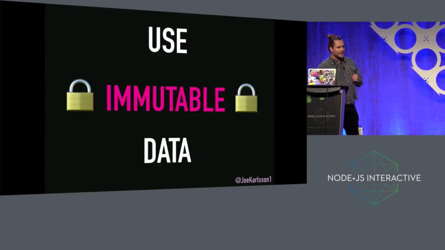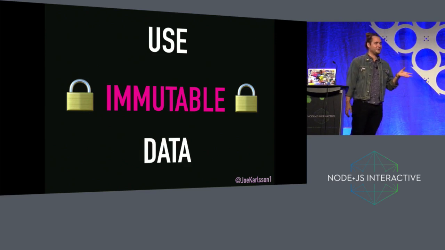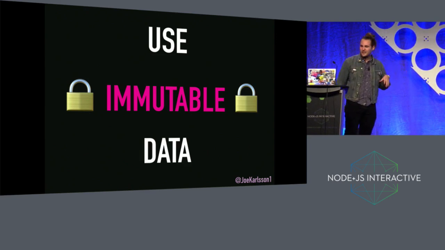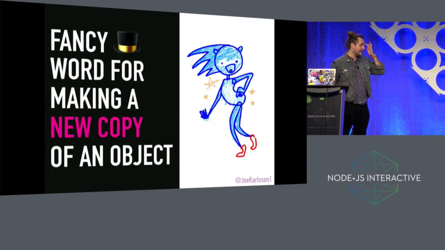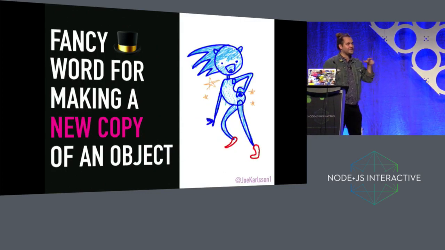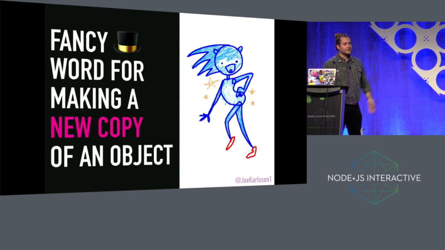Using immutable data. Okay, immutable data, I think this is one of those fancy words. You may have heard of it if you're new to programming, and you've definitely heard of it if you are involved with functional programming or anything like that. You'll see that this is a big concept in React too, and a lot of front-end programming these days. But immutable data is just a fancy word for making a brand new copy of an object or an array or whatever.